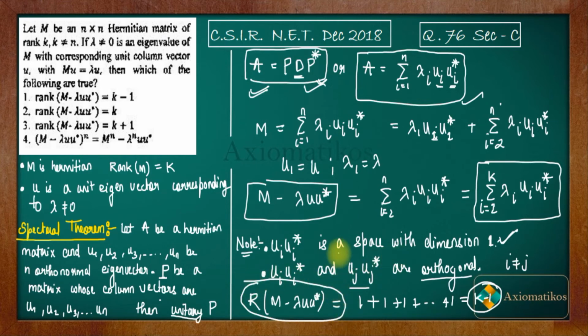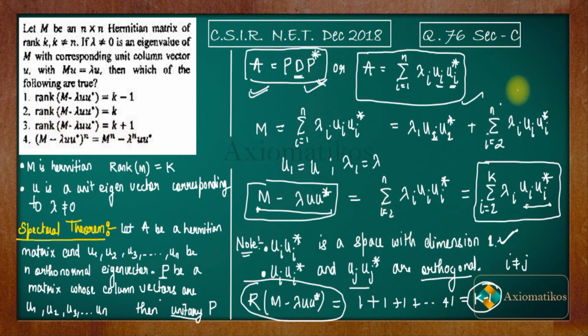You don't have to think of M minus lambda uu star as a matrix. Don't think that this is a matrix. Be clear in your mind that it's a space. It represents some range space. So the same thing is over here. Don't consider it as a matrix. So the question revolves around spectral theorem. If you have done it properly, then you can see this thing easily. All right. So from here we can easily show that the first option is correct.